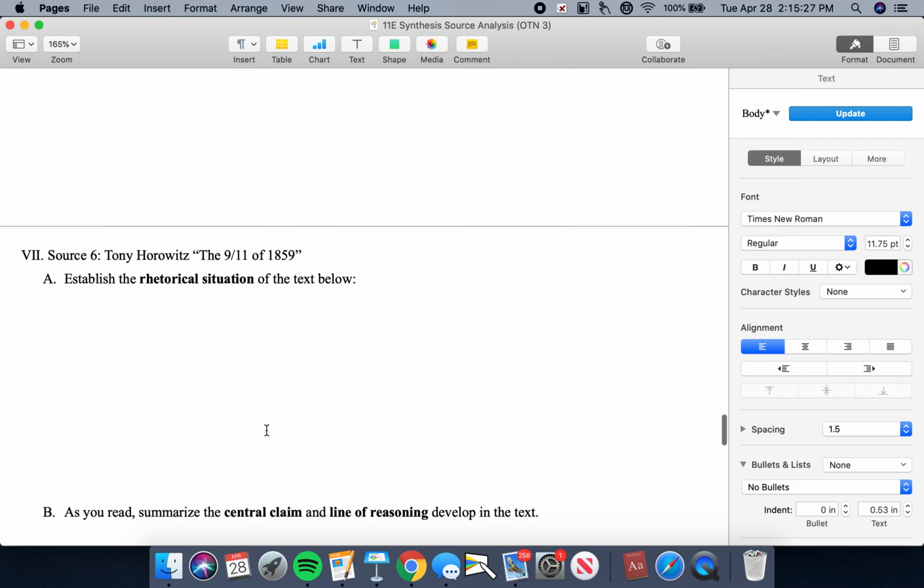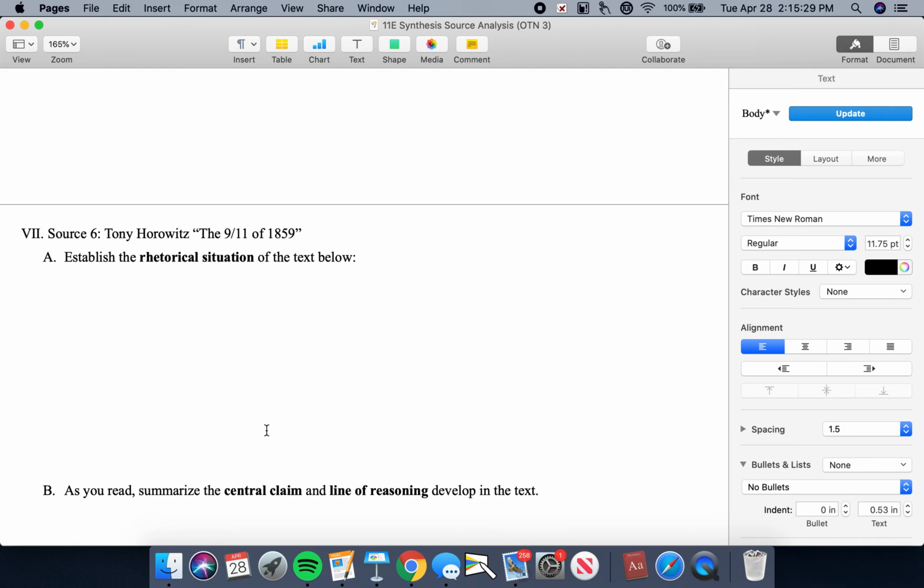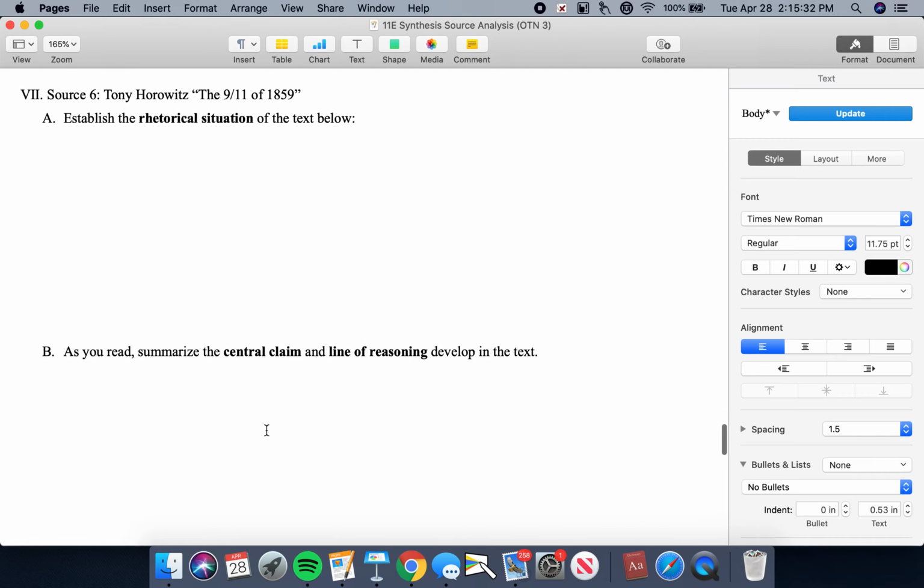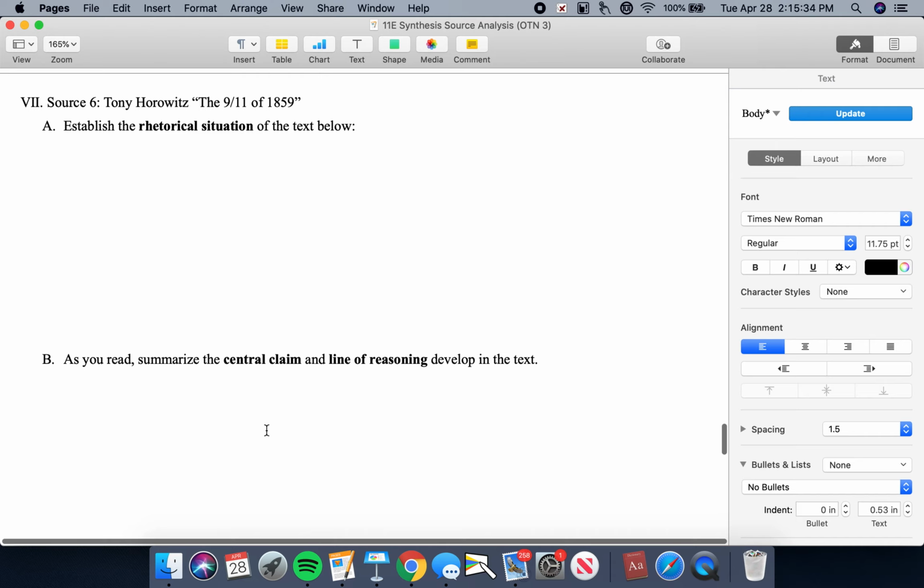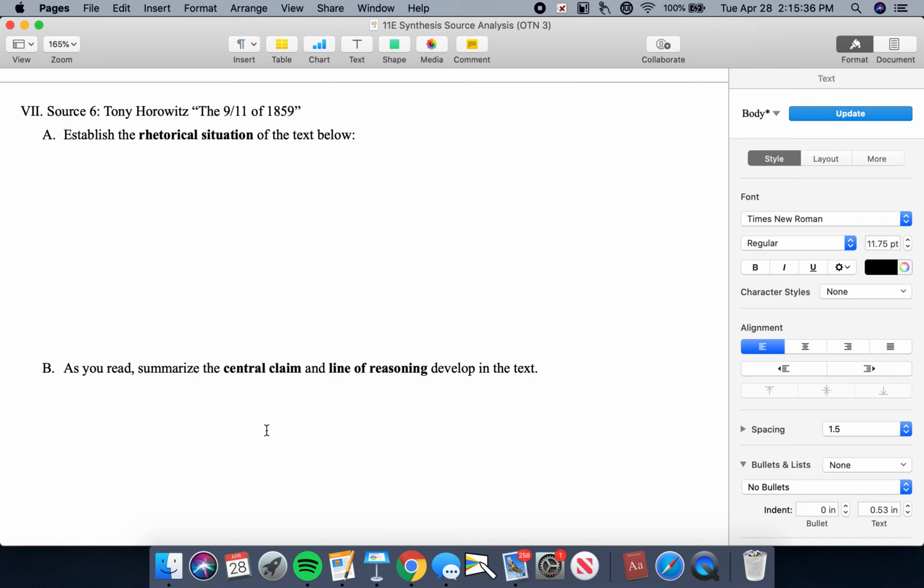this is a nice counterpoint for that seemingly simple argument in favor of Thoreau, articulated by Tony Horowitz in his op-ed, The 9/11 of 1859. Okay, so today I want to look quickly at Tony Horowitz's argument, all right, and raise and discuss some of the questions that he raises in this op-ed and expand on his argument just a little bit by reading some of the implications of some of the things that he's said.